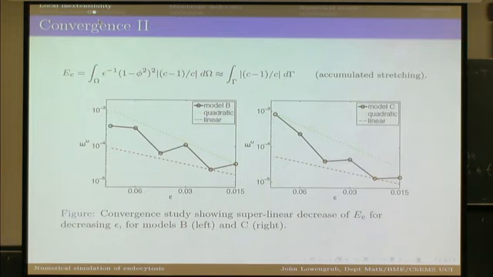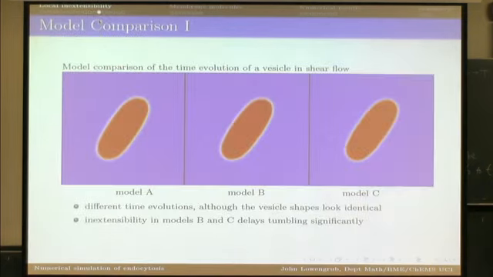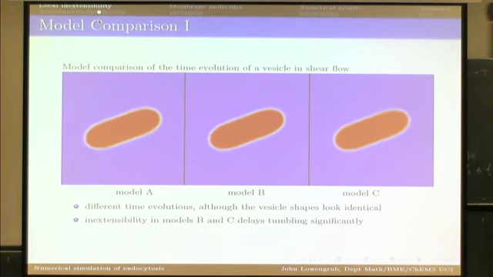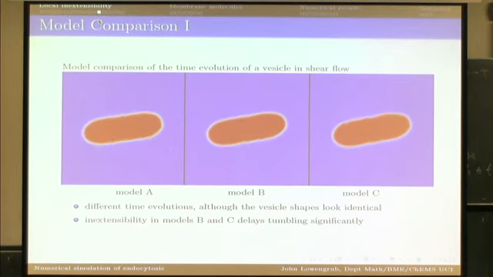Model C starts maybe a little bit larger, but as you reduce epsilon, the accumulated error is smaller. And this is only a short time result. So this is measuring the error at a relatively short time. If you then say, now let's compare the time evolution of the vesicles, this is the global constraint.